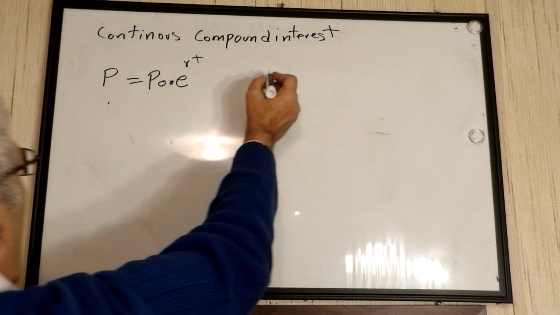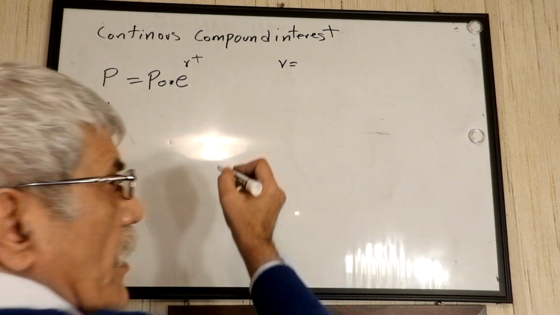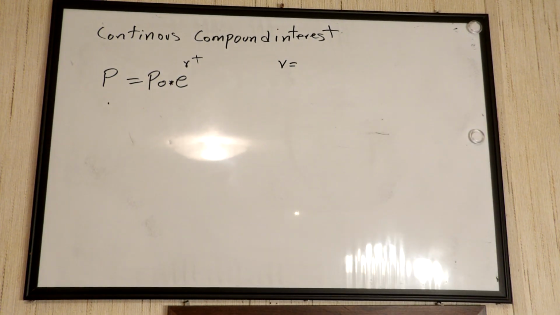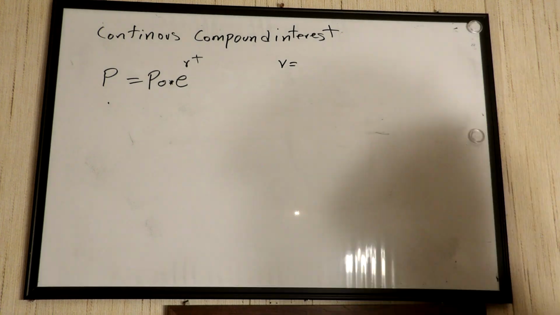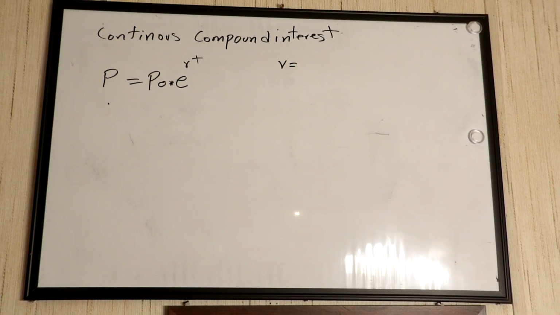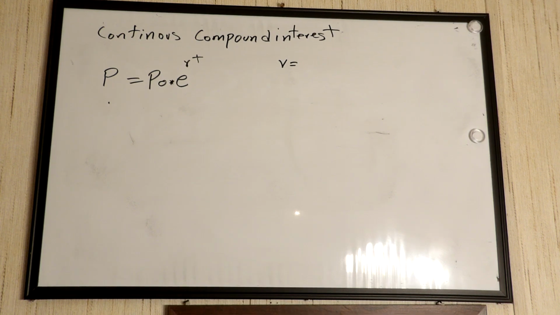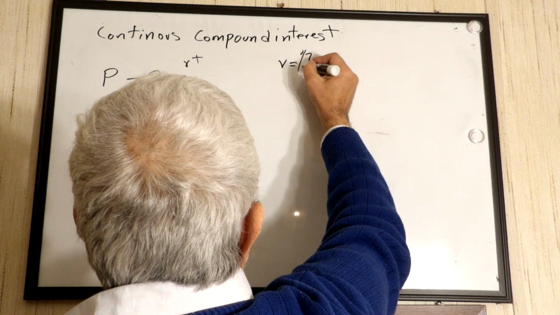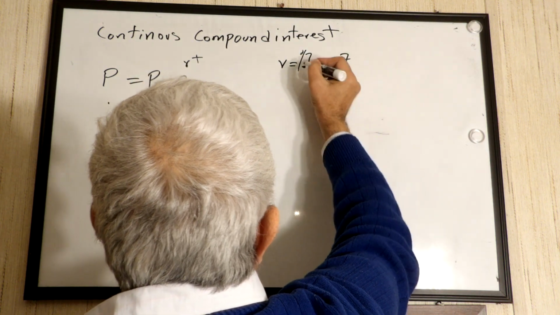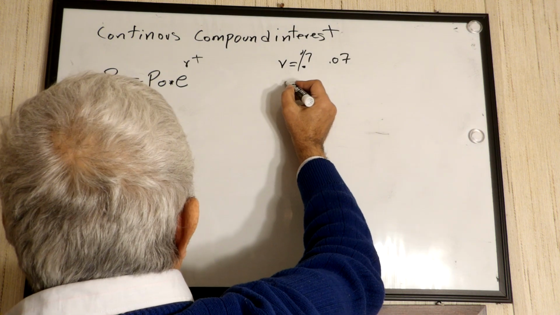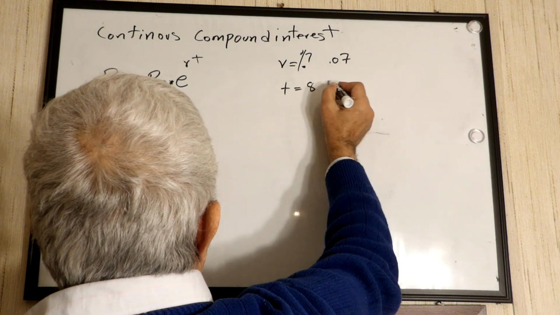7%. R is equal to 7%, which is 0.07 (7 divided by 100). And then in 8 years, T is 8 years.